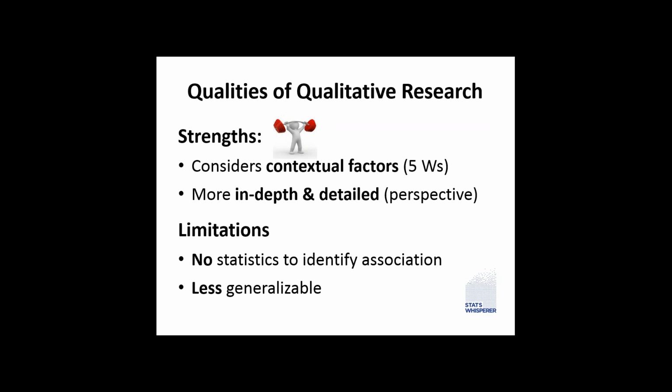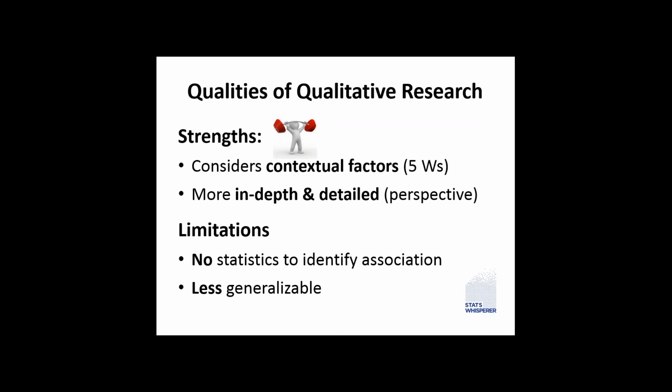Limitations, right? There's no statistics to identify association. So the study may say there seems to be an association between X and Y, and that might be as far as it goes. It seems to be, but we can't really say definitively if that relationship exists. Also, we can't say how strong that relation is, so it's not as defined.